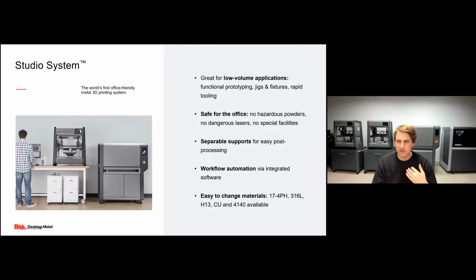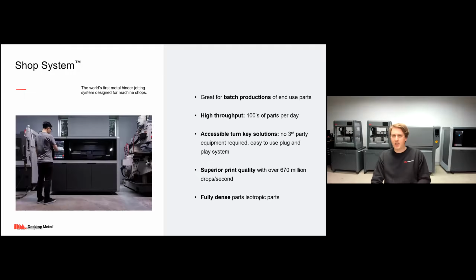Currently available for the Studio System are 17-4 PH stainless steel, 316L stainless steel, H13 tool steel, copper, and 4140 low alloy steel. When we want to talk about some of the higher volume applications, we're going to be talking about the Shop System, which you can see the edge of here to my left. This is a binder jetting machine that's designed for machine shops. It's great for batch production of end-use parts, high throughput.